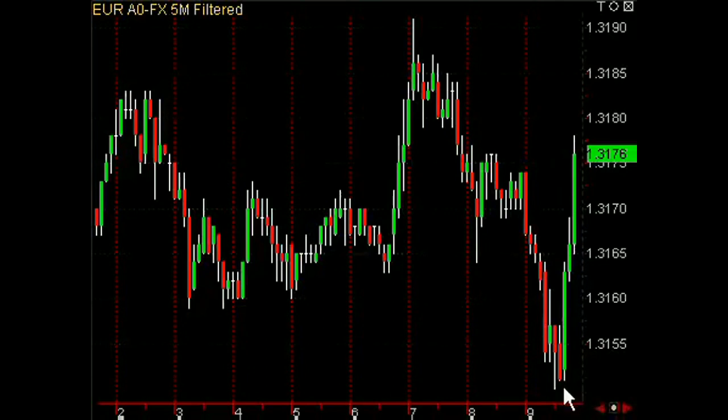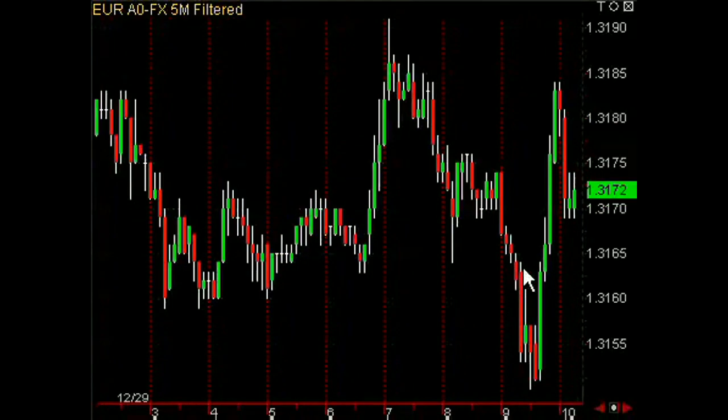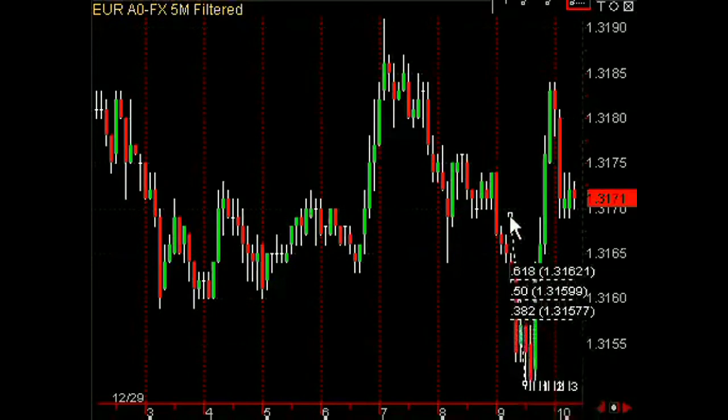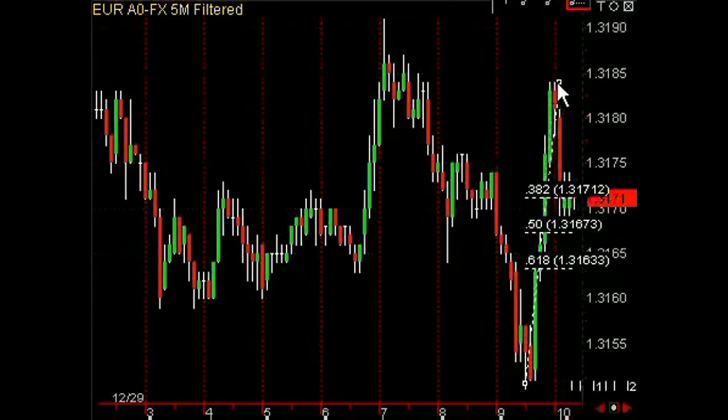The market is moving from the bottom up, and you want to draw your fibs on here. You left click on the chart using LeverageFX.com's Fibonacci tool. Left click and drag all the way to the top. So this shows the 38.2% Fibonacci pullback, the 50%, and the 61.8.